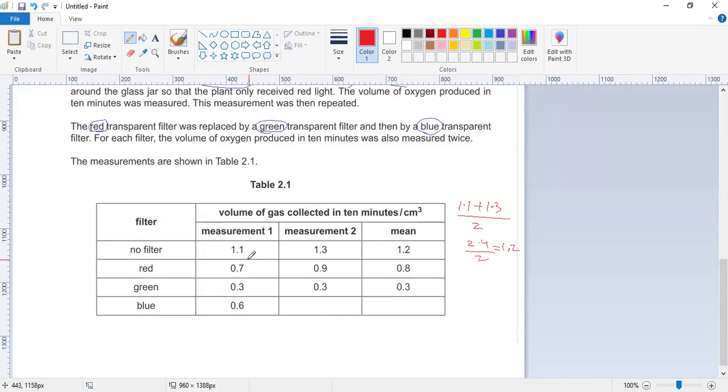Similarly, with red, it was 0.7 and 0.9, and similarly, the mean is 0.8. And for green, 0.3, 0.3, and again, the mean is 0.3. Now, see what the question is. Actually, definitely in the question, it was asked to do the second measurement. And how to do it? Let's see. First, we will see the question.